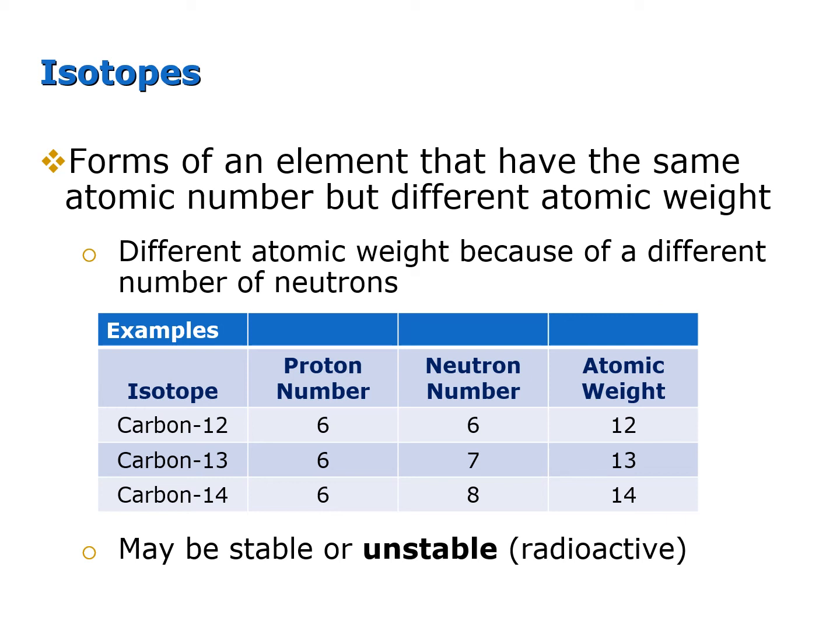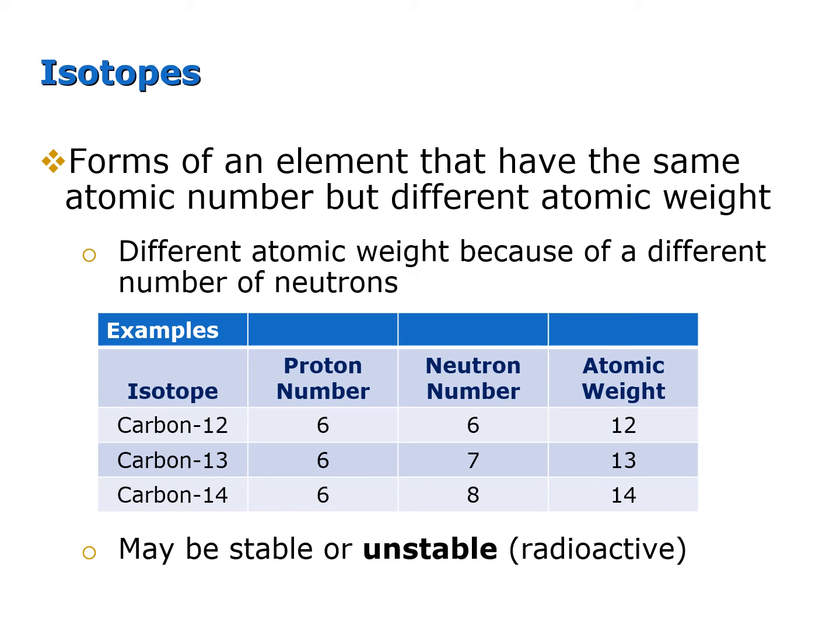We have carbon 12, 13, and 14. They all have the same number of protons. That will be 6 in all of those cases. However, they have a different number of neutrons. We have carbon 12 that has just 6 neutrons, and the atomic weight is 12. We have 7 neutrons for carbon 13 that has an atomic weight of 13, and we have 8 neutrons for carbon 14 that will give the atomic weight of 14. And it's the same with other isotopes as well, among the range of isotopes in nature.